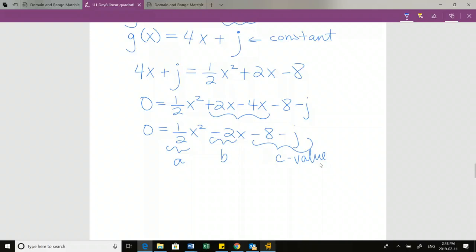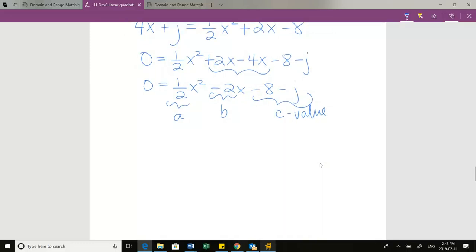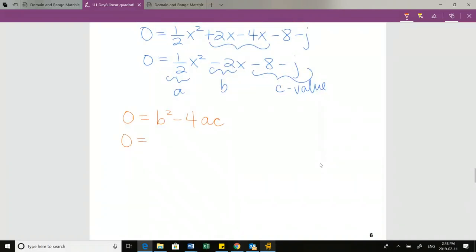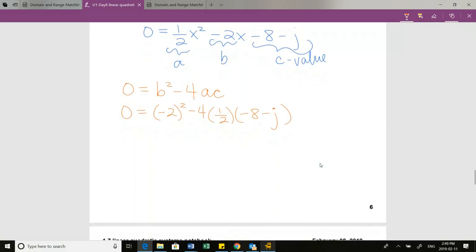So far, so good? Any questions? Okay, now this one should be pretty straightforward from here on out. You guys already told me that in the discriminant, I know b squared minus 4ac equals 0, right? So now all I need to do is just sub in my a, b, and c and just solve for j. That will be the only unknown once I sub in. So b is -2, a is 1/2, and c is -8 minus j. Now we're just going to simplify and solve for j.